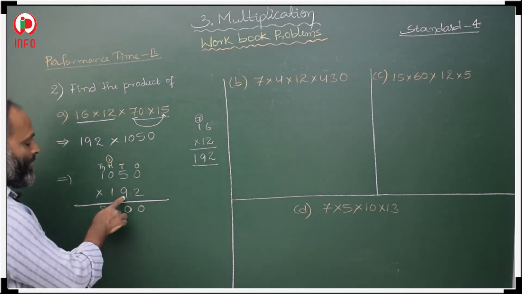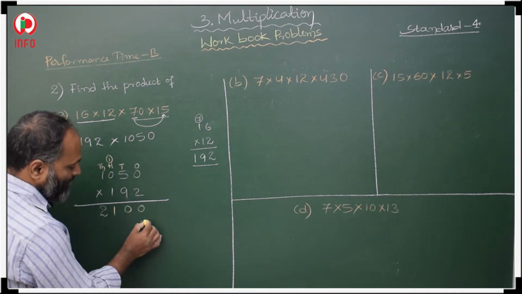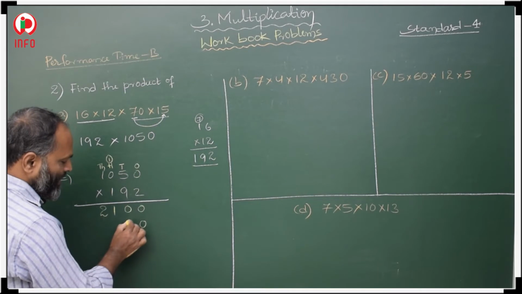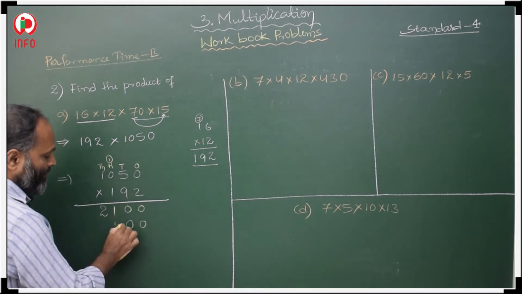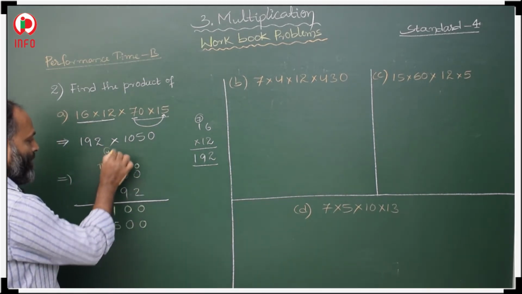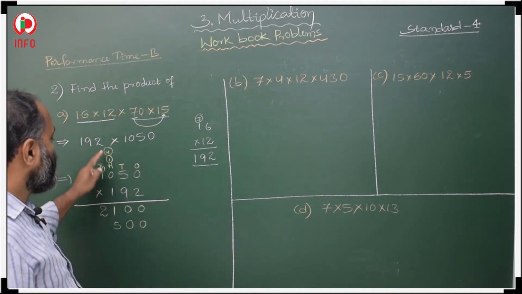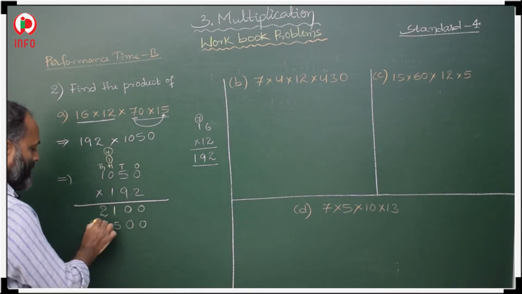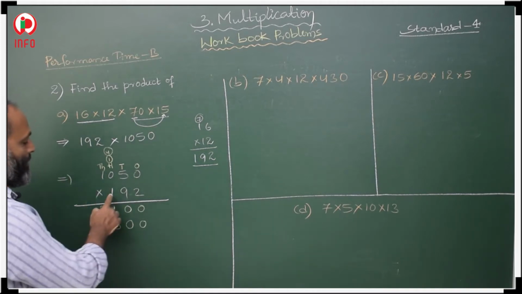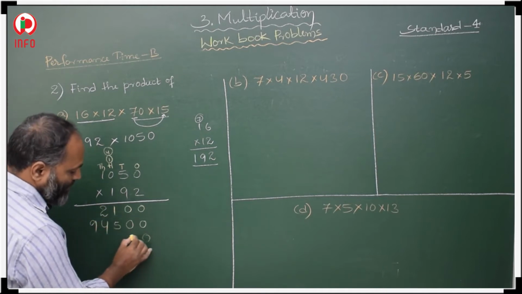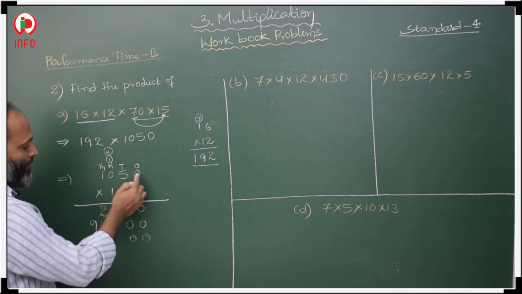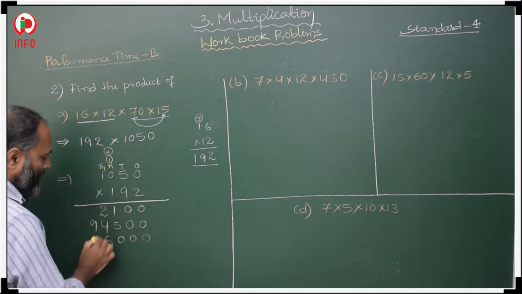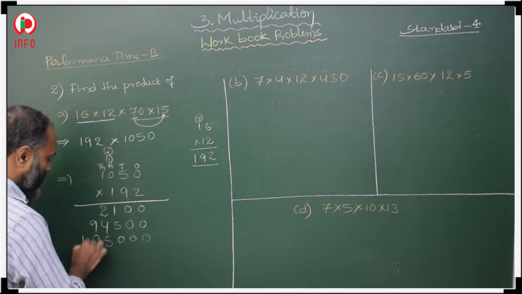Now we have to multiply with 9. For 9, first we take 1 zero, so this is in tens place. 9 zeros are 0. 9 fives are 45, 5 here and 4 here. 9 zeros are 0, 0 plus 4, 4. 9 ones are 9. Then with 1, which is in hundreds place, we keep 2 zeros. Then multiply with 1. 1 zeros are 0. 1 fives are 5. 1 zeros are 0. 1 ones are 1.